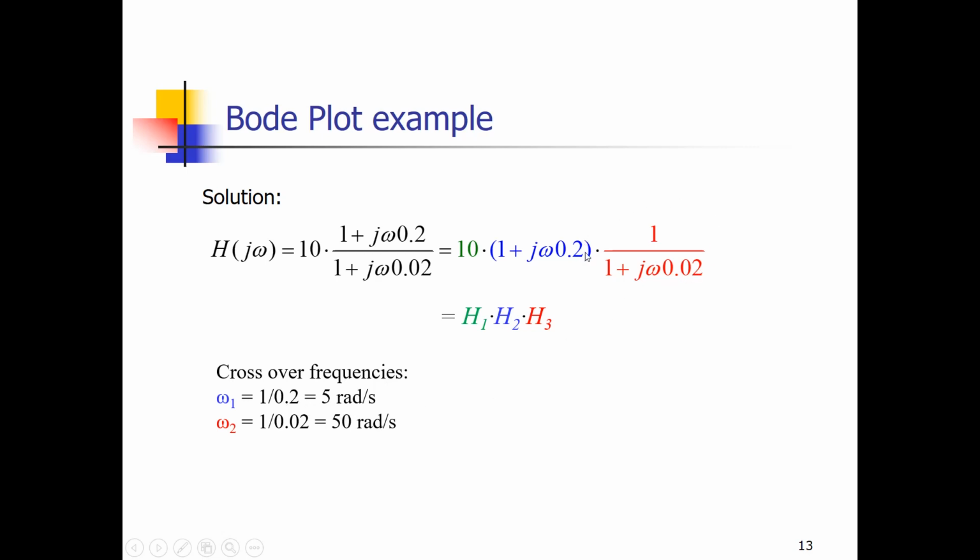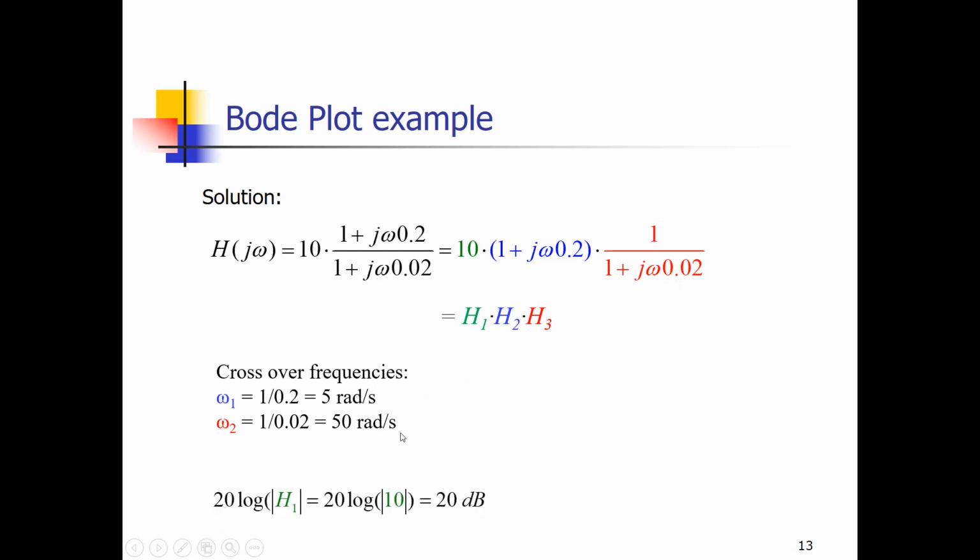For the red system, we can do the same thing. Well, we have a crossover frequency due to this denominator over here, and that crossover frequency is 1 over 0.02, which is 50 radians per second.